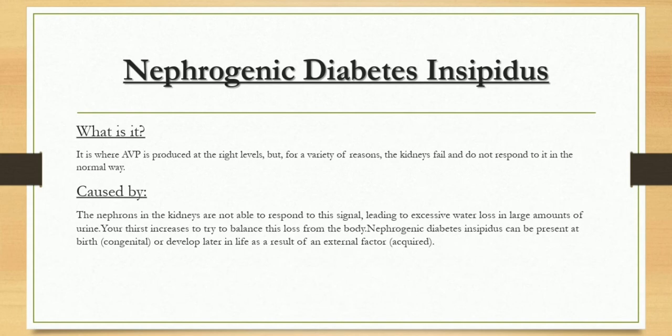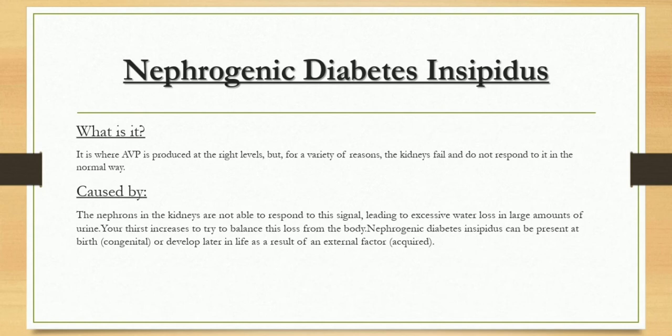So next, nephrogenic diabetes insipidus. What is nephrogenic diabetes insipidus? It is where AVP, that stands for arginine vasopressin, is produced at the right levels, but for a variety of reasons the kidneys fail and do not respond to it in the normal way. For your information, AVP is also known as ADH, which is antidiuretic hormone.